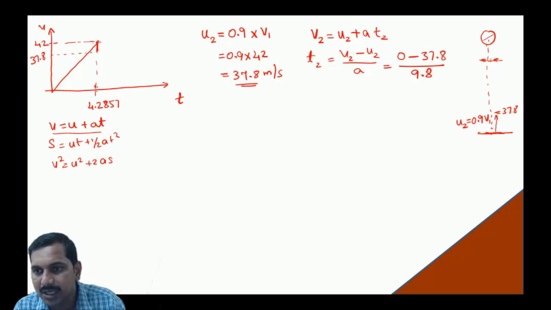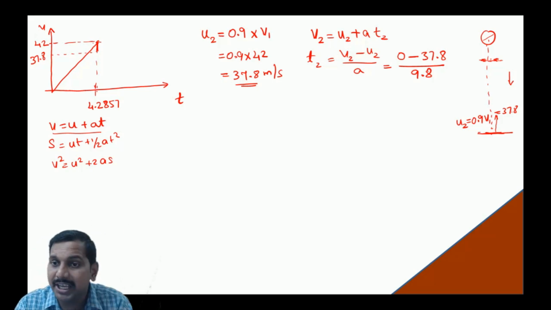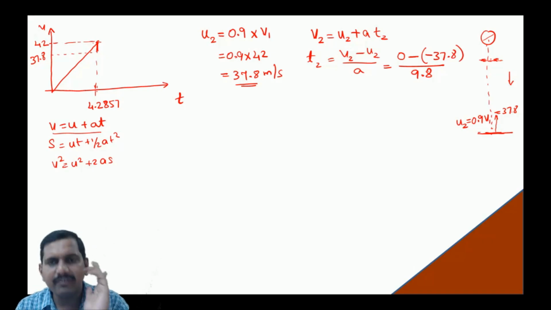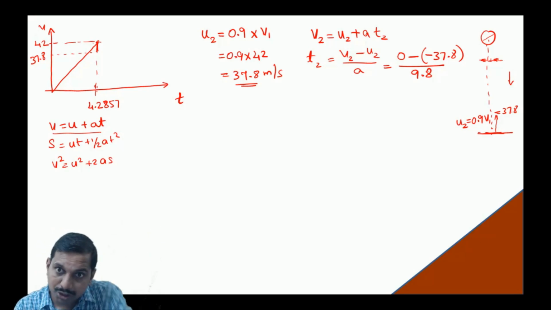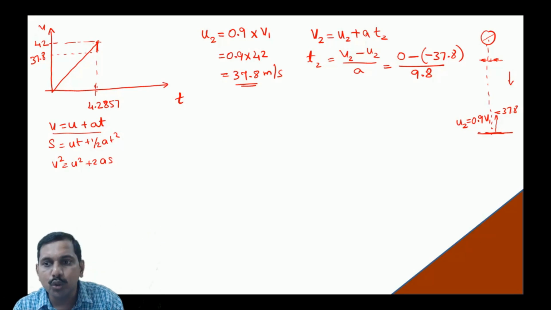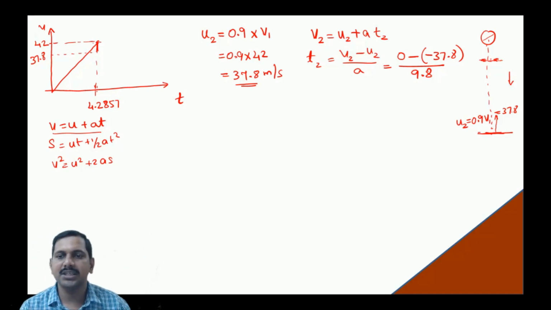U2, when you see here, we have taken the downward direction as positive, is it not? So my upward direction should be negative, the velocity upward should be negative. So, what should happen here? This should be minus 37.8. The directions are very important, students, otherwise we will miss out on that. Velocity downwards is positive, upwards is negative, and U2 is upwards, so it has to be minus 37.8.